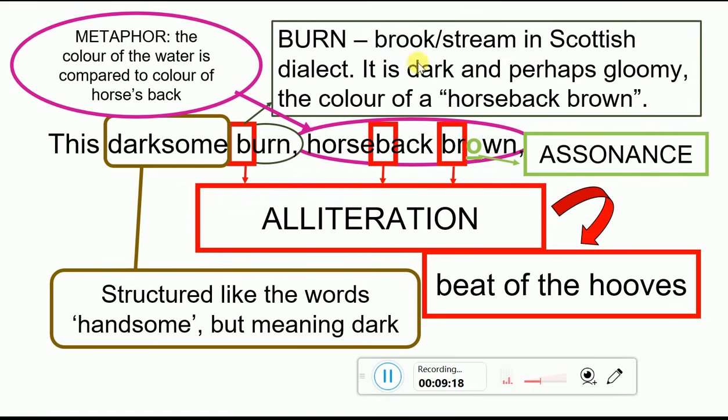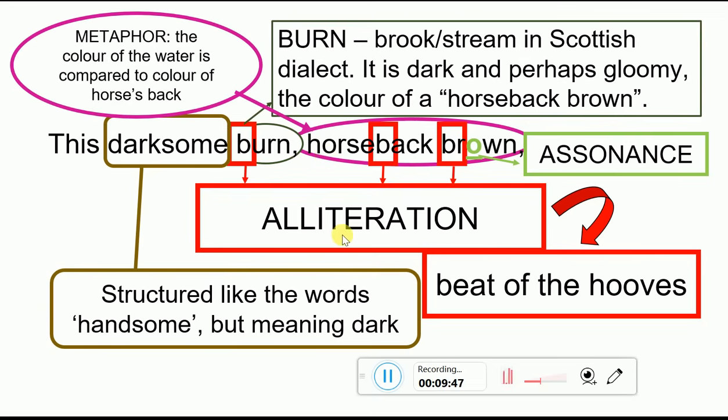So we are talking about a stream in the Scottish dialect. So in the Scottish dialect or Scottish language, the word stream is referred to as a burn. It is also how dark and perhaps gloomy. Now, remember, when you see the word dark, it brings an element of gloominess or the mood of somberness, right? The color of a horseback brown. Now, it means that the color of the stream or the water is compared to the back of a horse, which can be slightly brown, right?